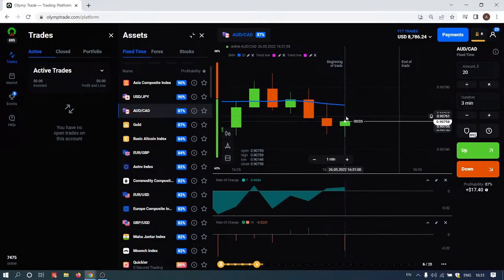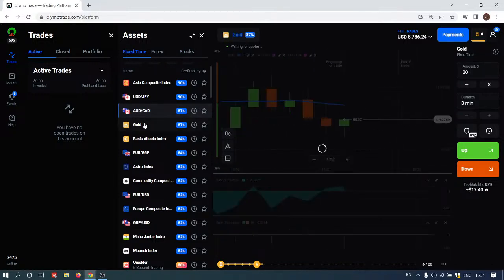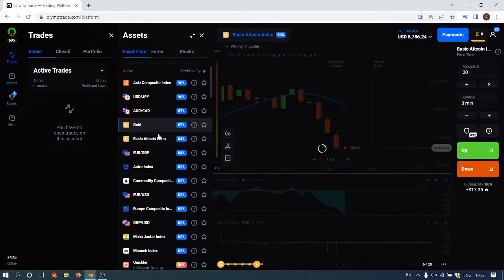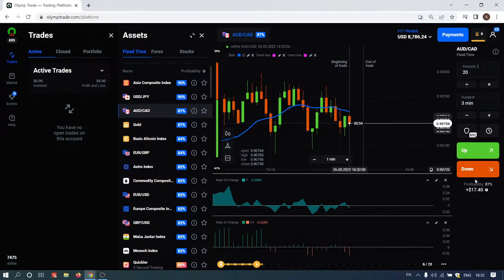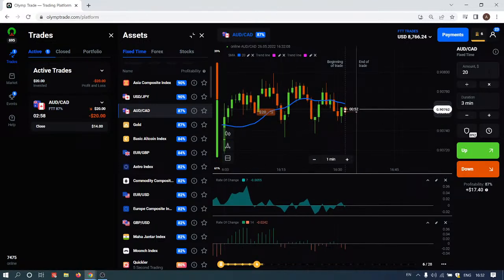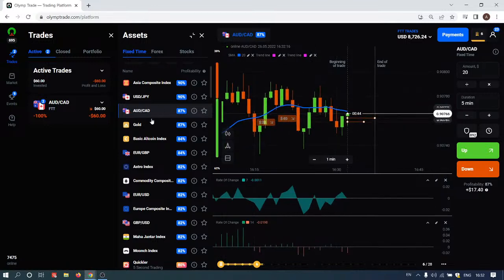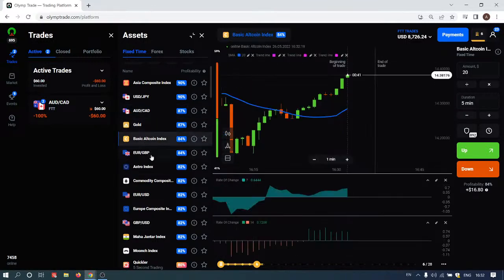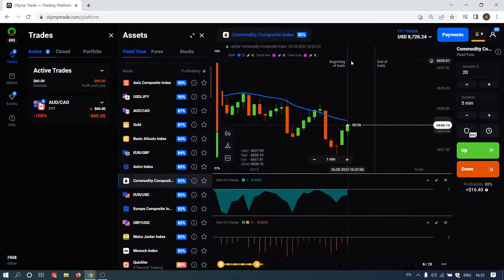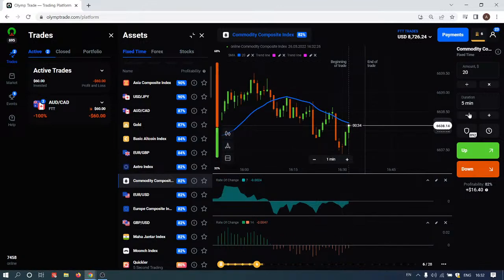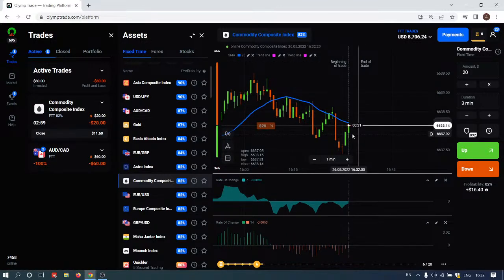Okay, Outcut, I'm going to give it a try. I want to also place a trade of 5 minutes. And I will now open a few more trades to see.